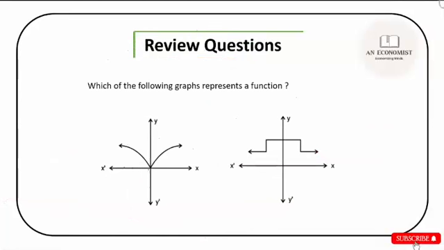Here the y values are distinct for each x value, so it's a valid function. Here consider this point and this point. Suppose this is x1 and this is x2. For x1 this is a valid y value and this is also a valid y value, y1 and y2, because they are part of f(x). Everything between y1 and y2 is part of f(x). So for a single x value you have multiple outputs, so this is not a function. Here also for a single x value you have multiple y values lying on the graph, so it is not a function.